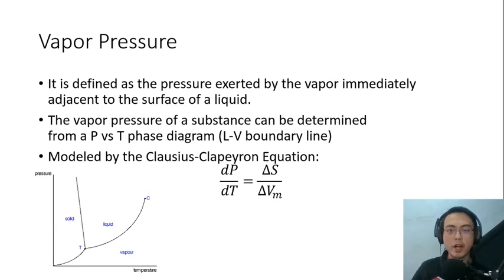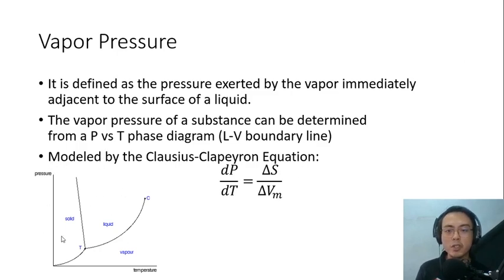This is how we define vapor pressure. Vapor pressure is defined as the pressure exerted by the vapor immediately adjacent to the surface of a liquid, just like how I illustrated it in our water example earlier. The vapor pressure of a substance can be determined from a P versus T phase diagram. I'm sure in general chemistry you have encountered these types of diagrams, no?